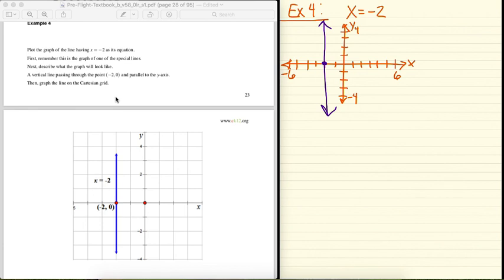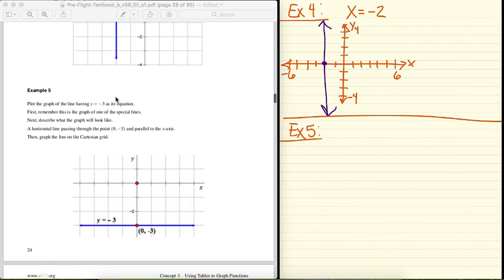Now taking a look at example 5. Example 5 is a horizontal line. It's the equation y equals -3. So when I create my grid, I need to make sure that my y-axis at least goes to -3, and everything else really doesn't make a difference.